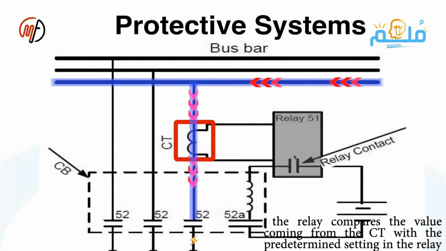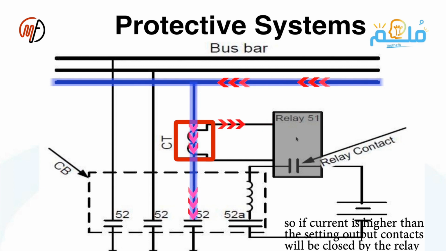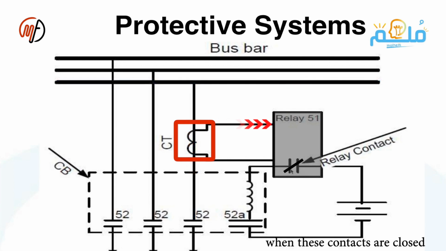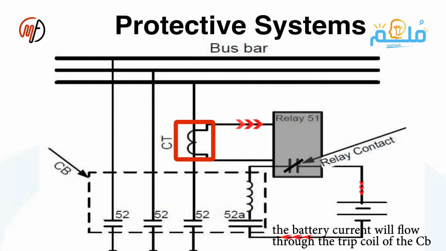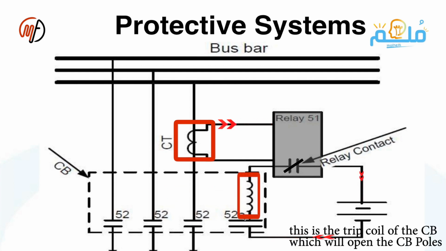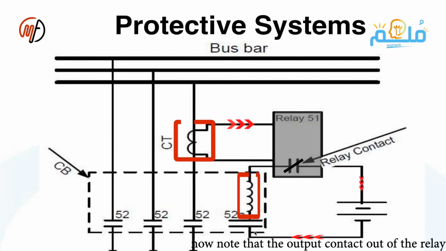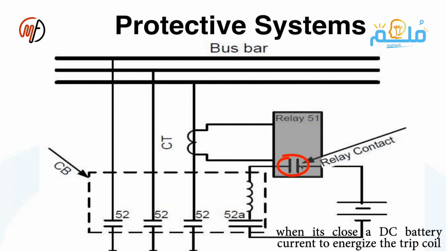The relay compares the value it receives from the CT with the setting value already present inside the relay. If the current value is higher than the setting value, the relay will close its output contact. When the output contact closes, the battery current reaches the trip coil of the circuit breaker. This trip coil is what opens the circuit breaker. Now, notice that the output contact from the relay when closed allows the DC battery current to flow to activate the trip coil. Now follow me as we analyze this image again.